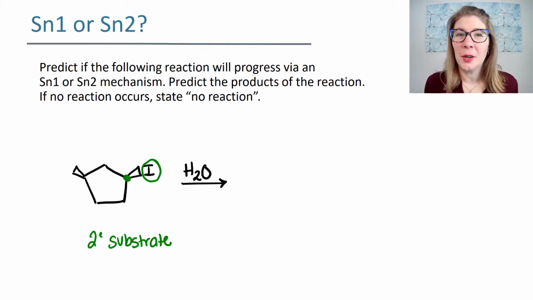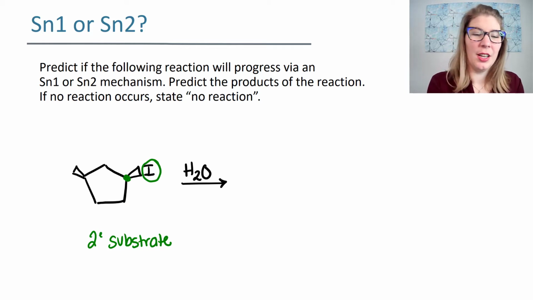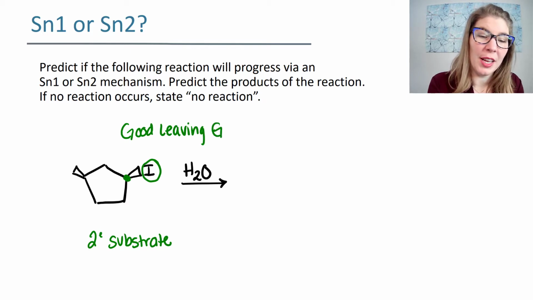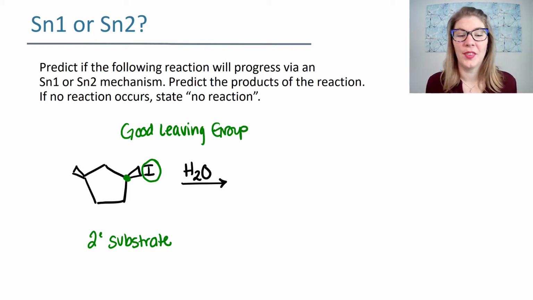Remember from the last video, we said that secondary substrates could go either through SN1 mechanisms or SN2 mechanisms, so this alone is not going to tell us which mechanism is going to occur. Then let's also check our leaving group. We're happy that we have a good leaving group, but it doesn't tell us which mechanism is going to predominate. We just want to make sure we have a good leaving group, because if we didn't, then the reaction would not occur.